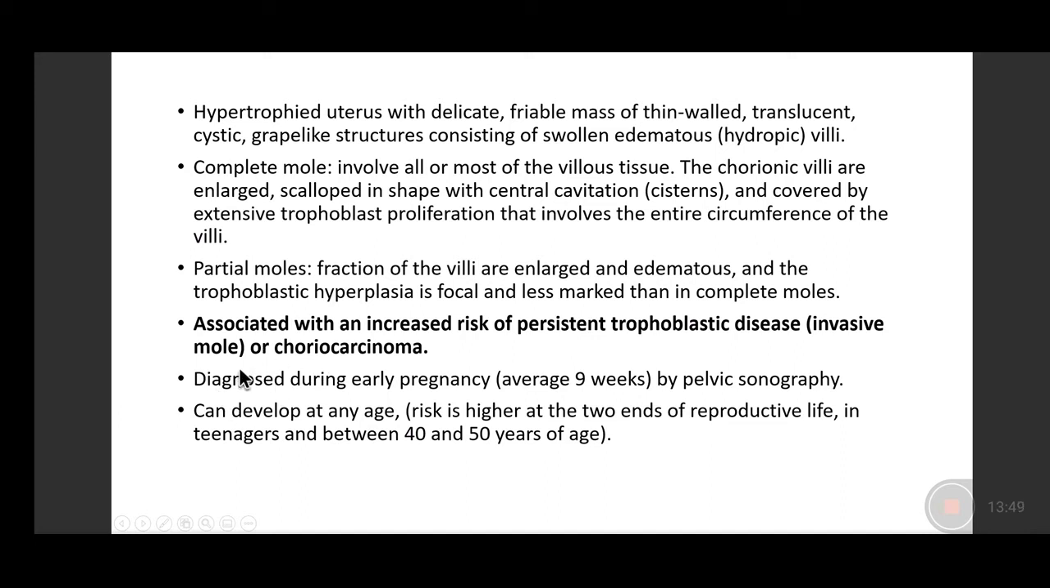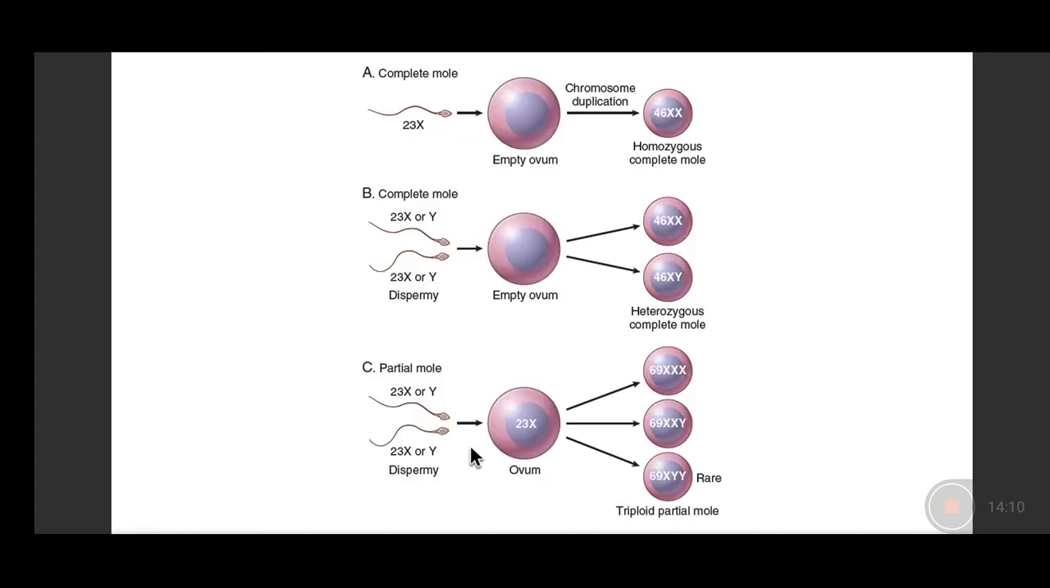Now, these H moles are diagnosed during early pregnancy, around 8 to 9 weeks, and can be easily picked up by pelvic ultrasound. They can, however, develop at any age, the risk being higher towards the two ends of the reproductive life, in teenagers and towards 40 to 50 years of age. So how does a complete mole form?